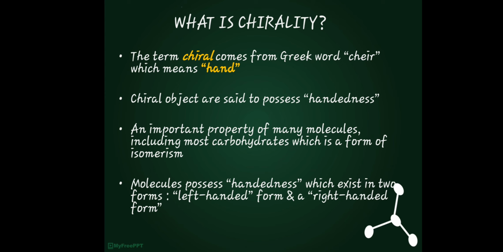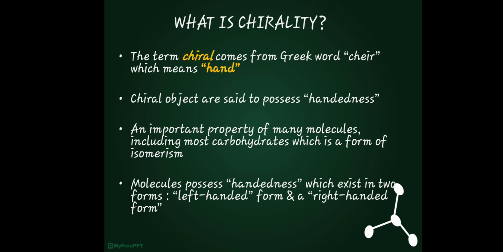Meaning to say, when we say handedness in chiral objects, any possible description that has a chemical formula and its structure is actually referring to handedness. And for this statement that chirality has something to do with isomerism, we will be discussing that in the topic of isomerism. Let's focus now on another description. It says that it exists in two forms, which are left-handed and right-handed.